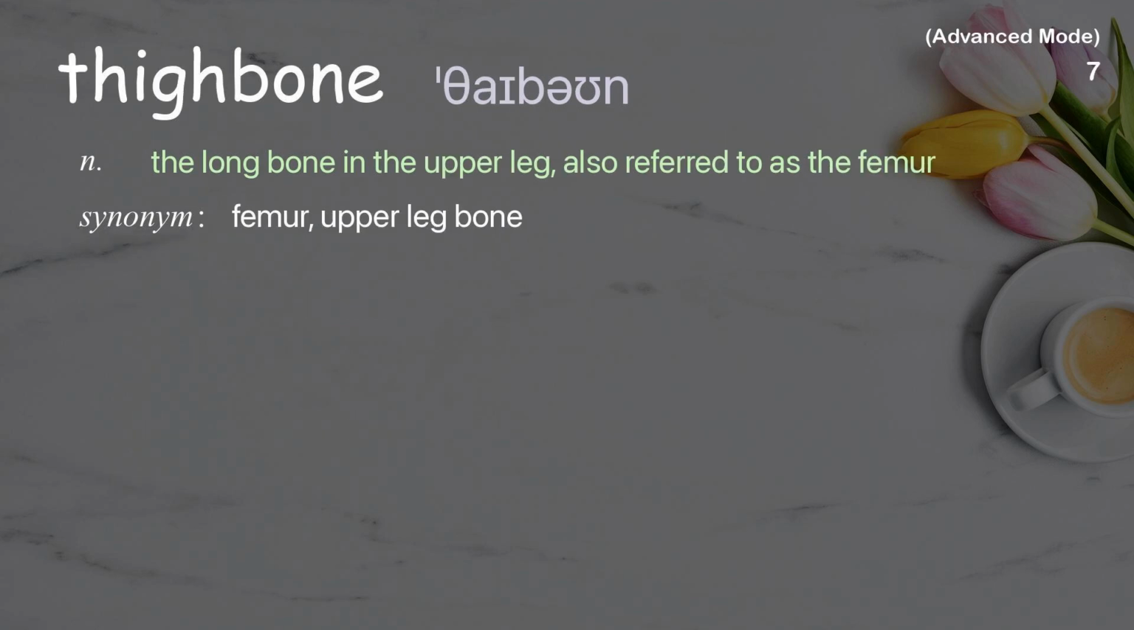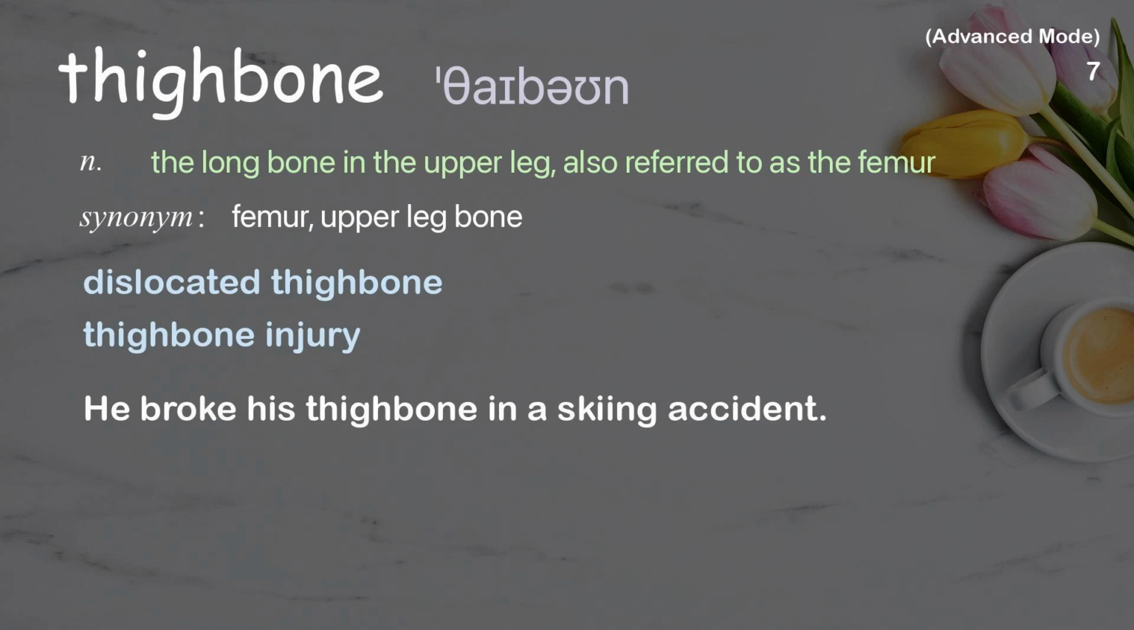Thigh bone. The long bone in the upper leg, also referred to as the femur. Examples: Dislocated thigh bone. Thigh bone injury. He broke his thigh bone in a skiing accident.